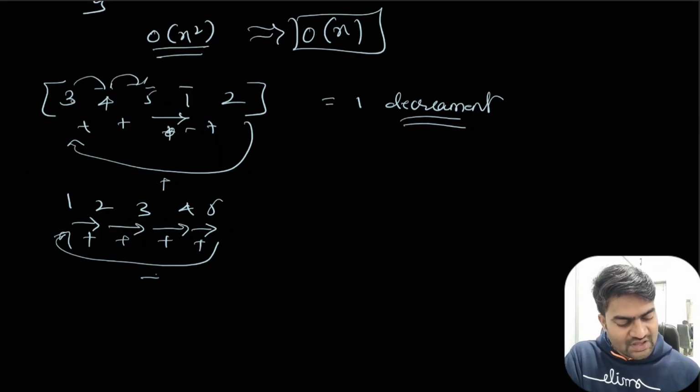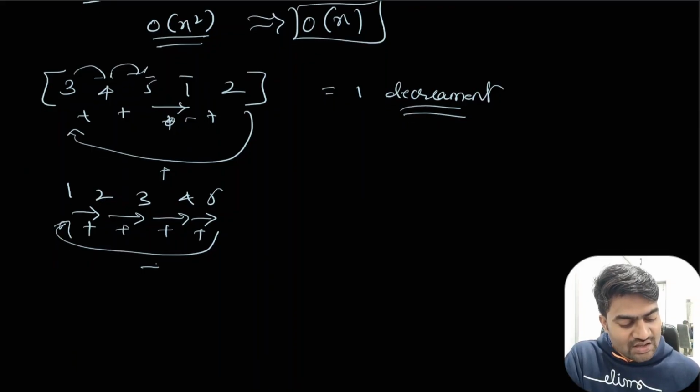So from first to second, second to third, third to fourth, fourth to fifth, then from fifth back to first. So in the entire rotation, there is only one drop. You take a sorted array or a sorted and rotated array, there will be only one drop. So that we need to figure out.